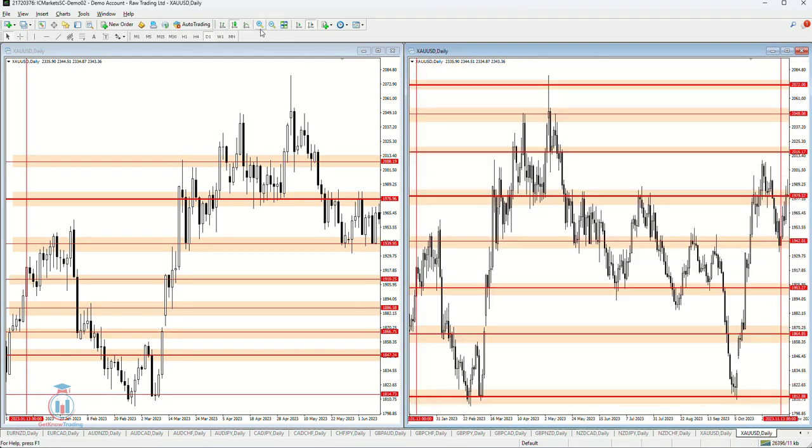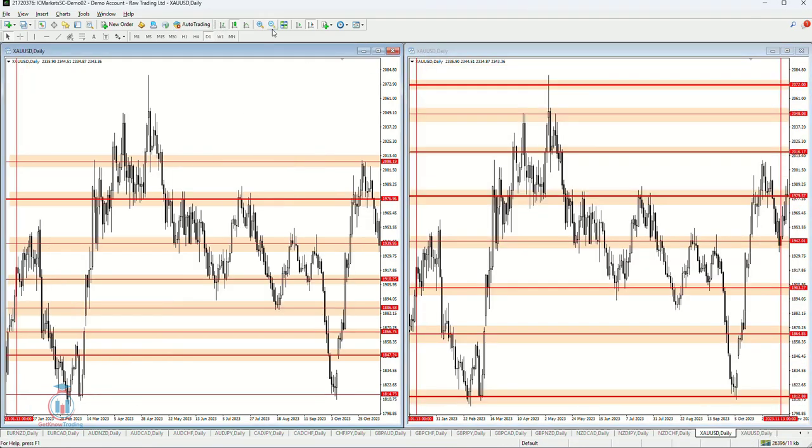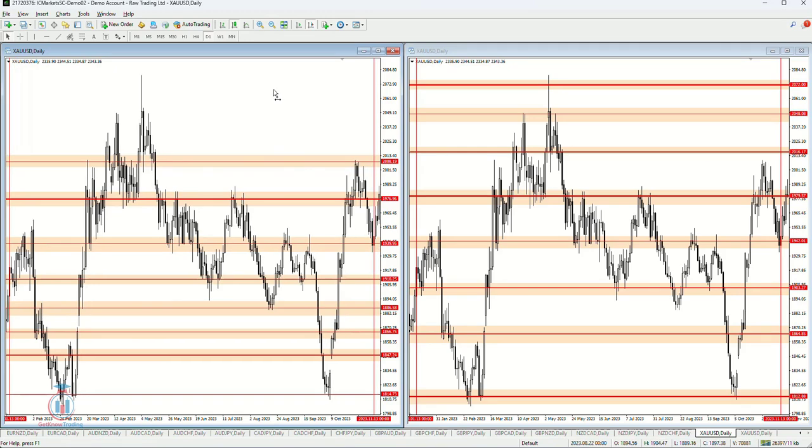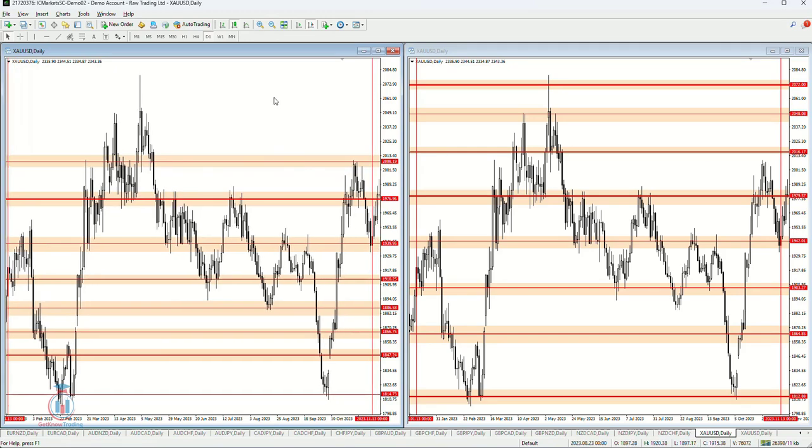Let's check this one. How this looks. Okay, a little bit right. And here it is. We can see that we have a very close price level to this one here. Very close to this one.